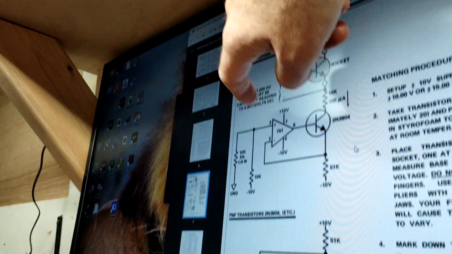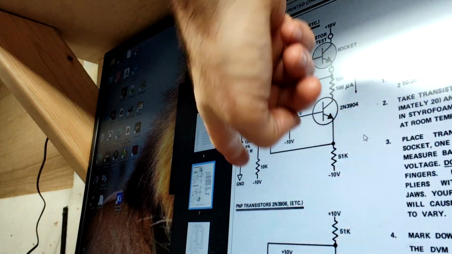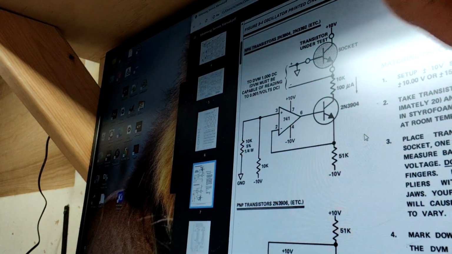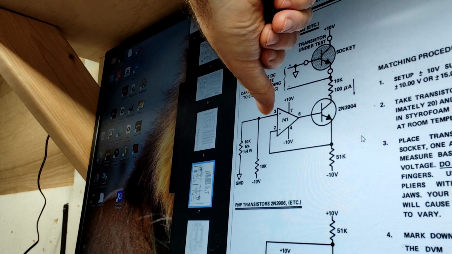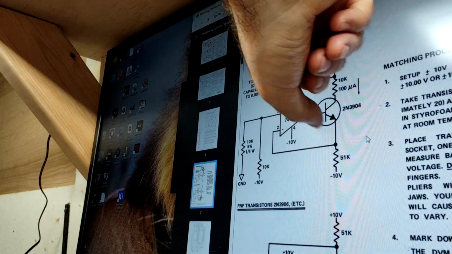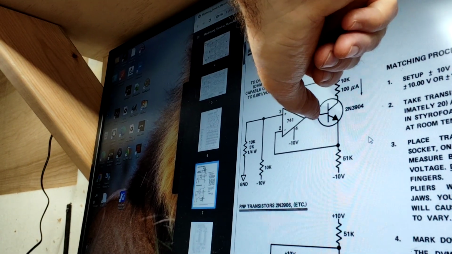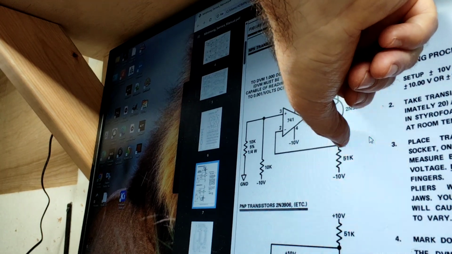What's on that plus pin? Well, it's a voltage divider. We have two 10K resistors between ground and minus 10 volts. And so this is going to be a pretty solid minus 5 volts. And so we're going to be putting out not minus 5 here. We're driving this transistor until this one reaches minus 5.